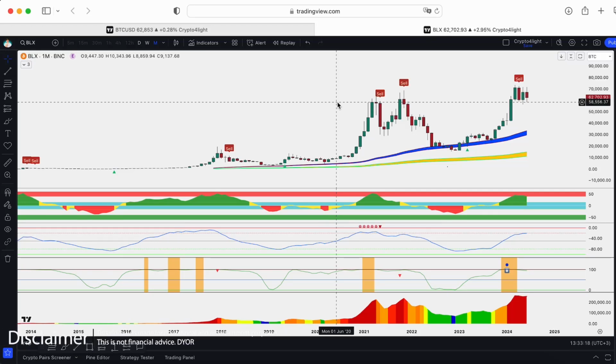Today we'd like to talk about how we can determine the potential bottom and the top for Bitcoin with my custom indicator set. Let's dive in.